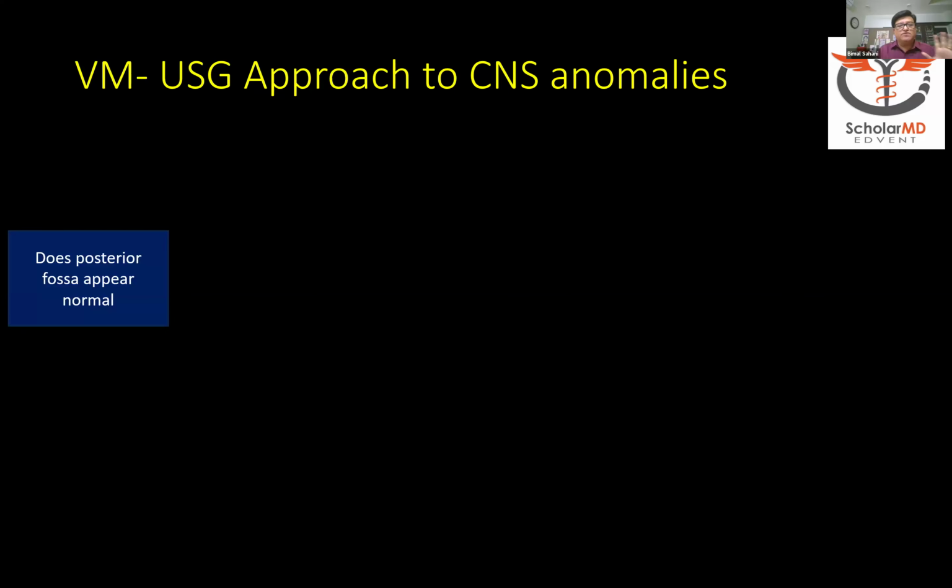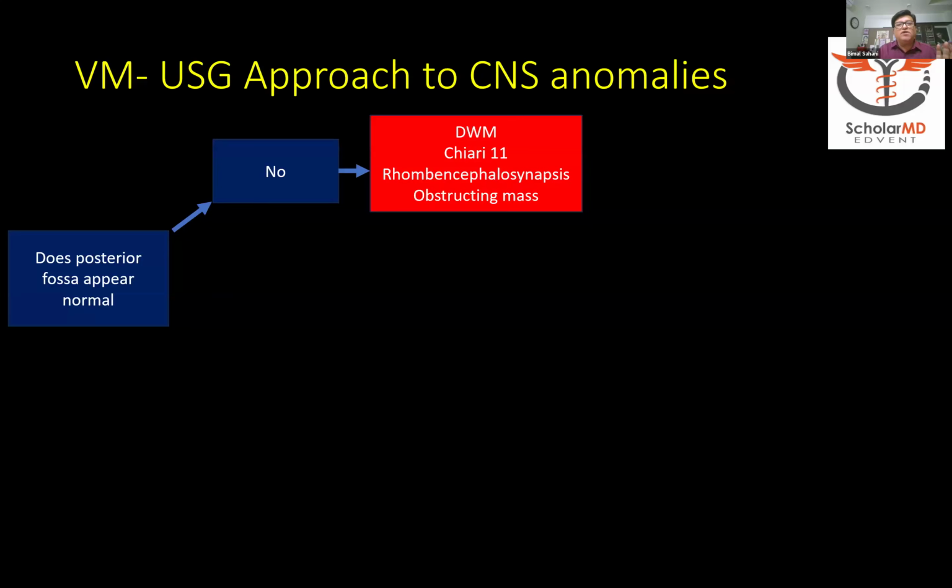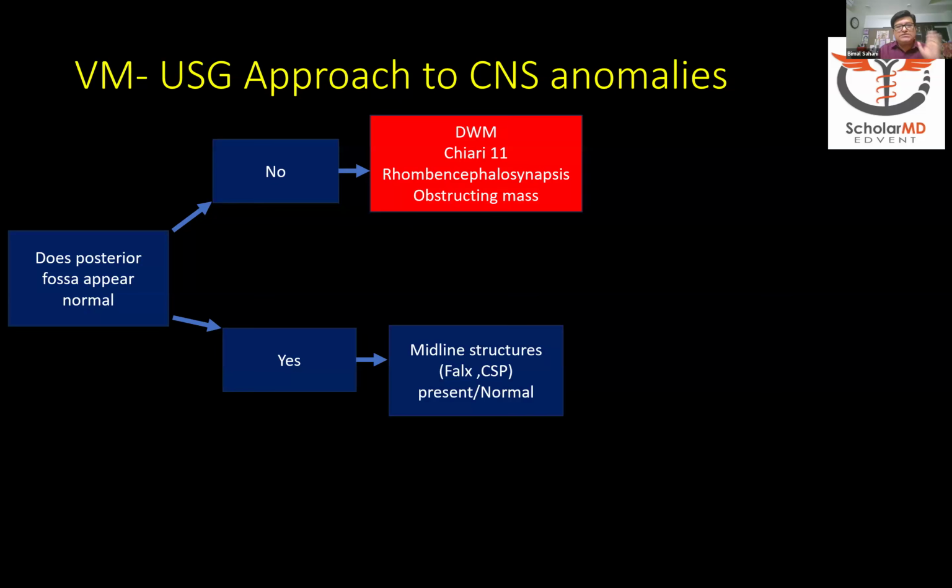So my approach to CNS anomalies in my practice is, the moment I see ventriculomegaly, first I go and look at the posterior fossa. If the posterior fossa is not normal, then of course I'm going to look for the causes: Dandy Walker, Chiari 2, rhombencephalosynopsis, or an obstructing mass there. If the posterior fossa is appearing normal, the next thing I go for is the midline structures, the falx and the CSP, whether they are present and normal.